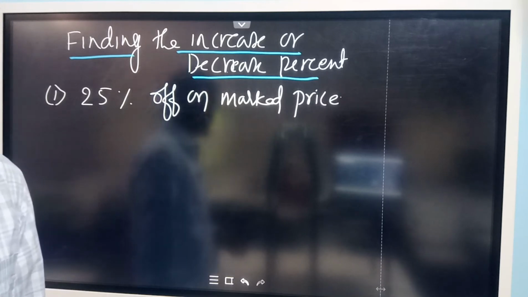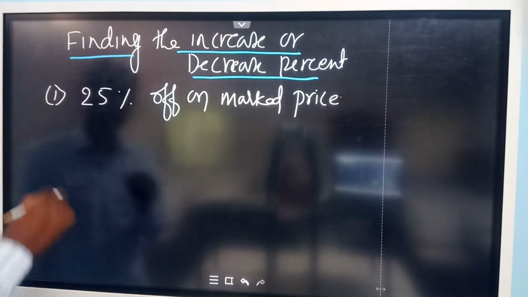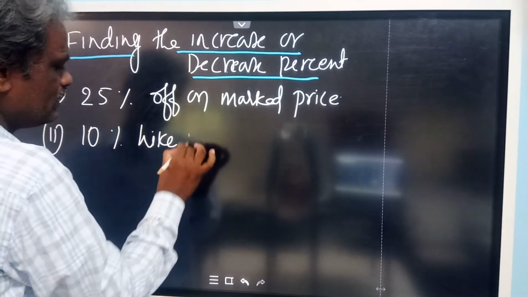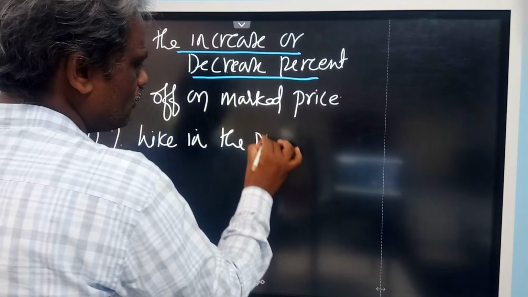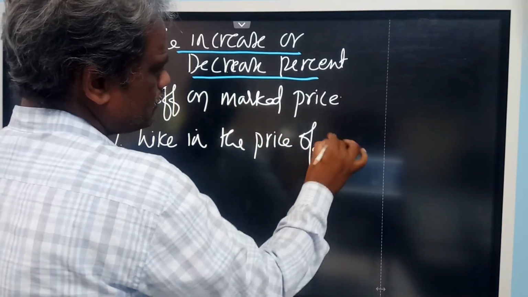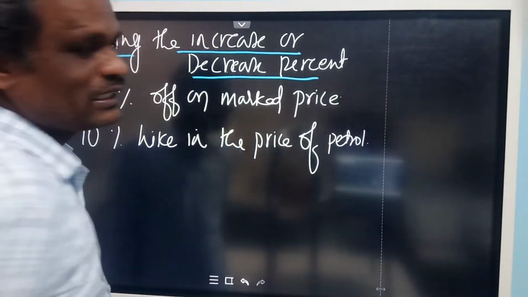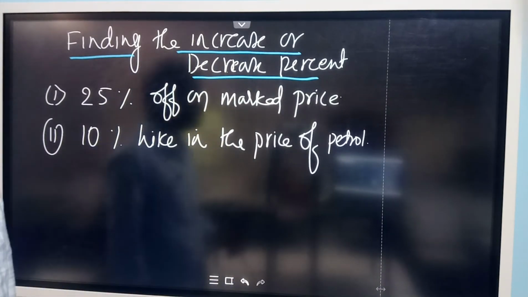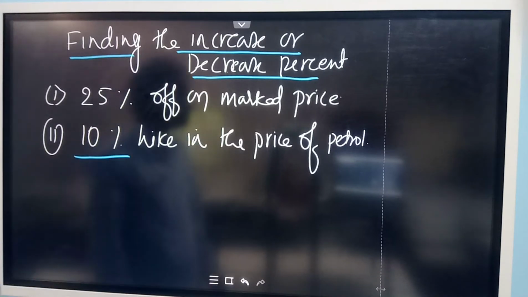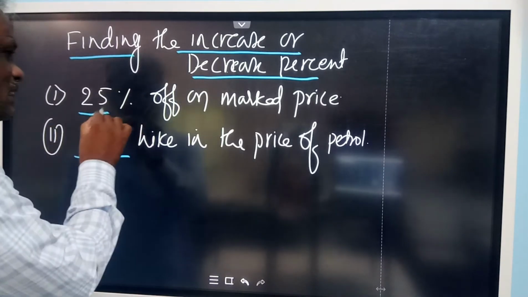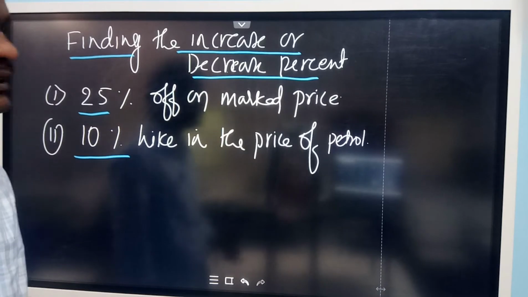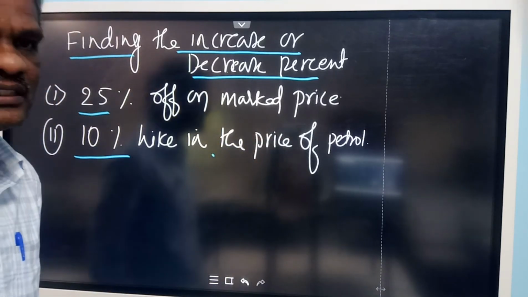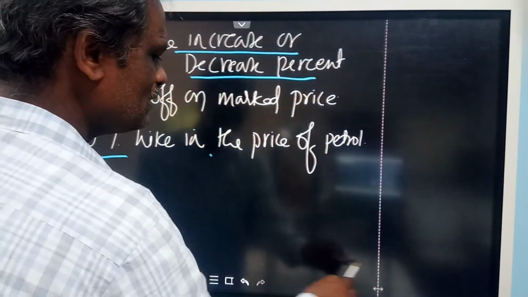Then another incident, 10% hike in the price of petrol. Sometimes the international market goes high, so then they increase the value of the petrol by stating that 10% increase in its value. Here 25% decrease in the value of the market price. So such statements we have seen in our daily life. So let us understand this by doing one question.